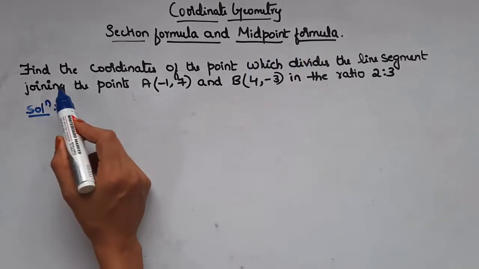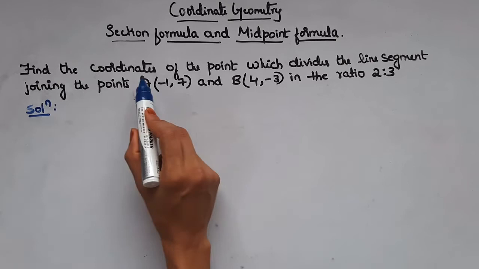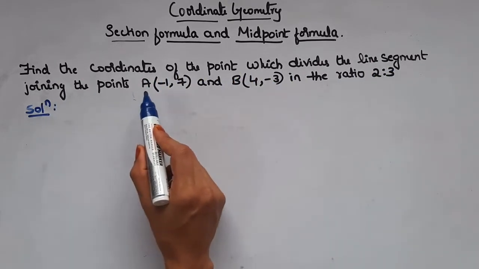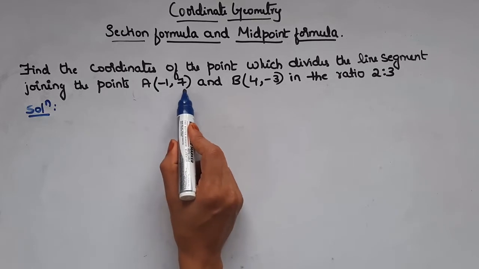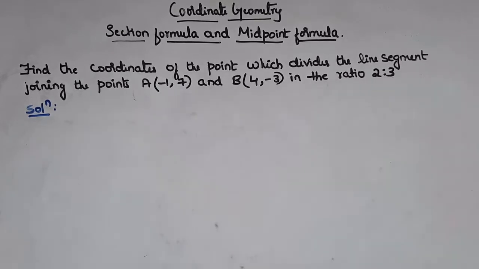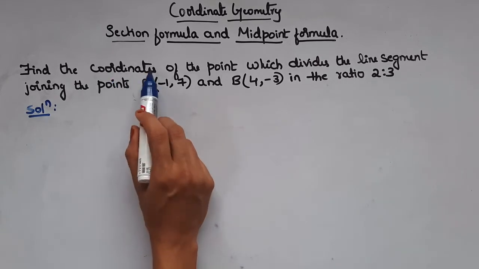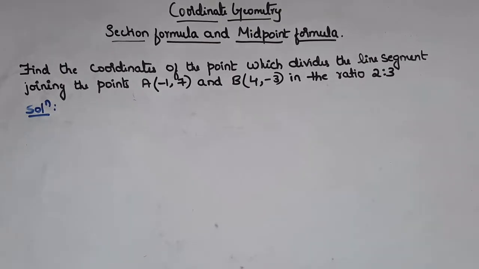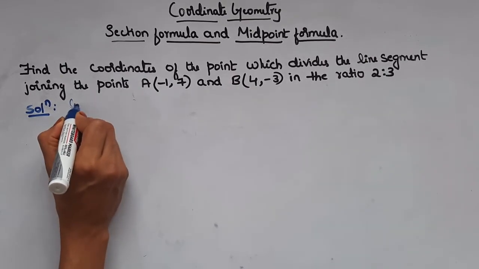Now let's move on to this problem. Here it says, find the coordinates of the point which divides the line segment joining the points A of minus 1, 7 and B of 4, minus 3 in the ratio 2:3. So here they have asked us to find the coordinates of the point that divides A and B in the ratio 2:3, right? So first let's write what is given.